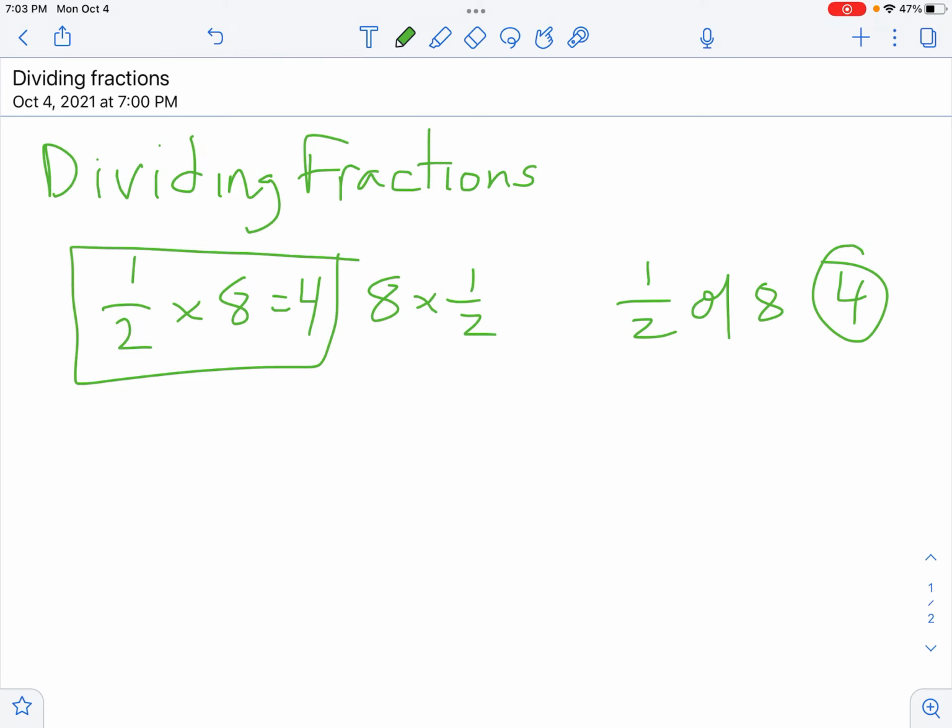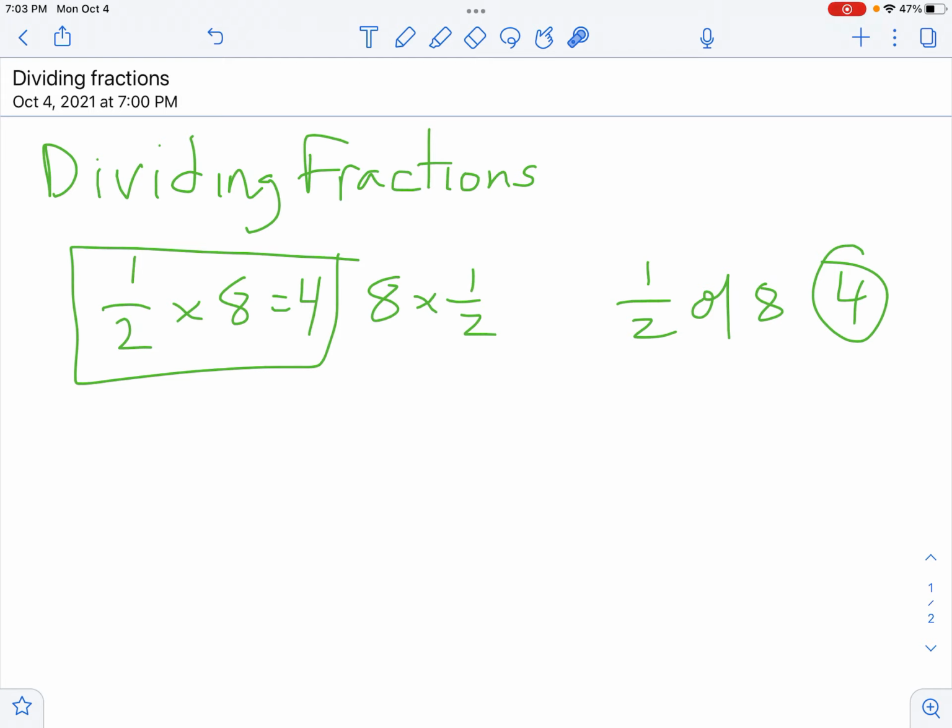Okay, so a lot of people think, well, wow, that's weird. Why are we dividing to get 4 when, look, there's a multiplication sign here, right? There's the multiplication sign. We're multiplying by 1/2. 1/2 times 8 equals 4. But again, what that means is it's the same thing as 1/2 of 8. That's why we're getting 4. And 8 times 1/2 is also going to equal 4.